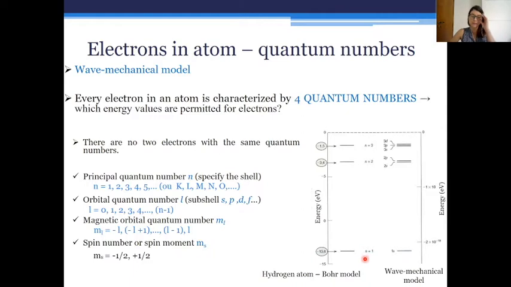So if I make the equivalence between the Bohr model and the wave mechanical model, instead of representing in the Bohr model the orbital with the quantum number n equal 1, in the wave mechanical model I will write it 1s. So 1 corresponds to the principal quantum number n, and s corresponds to the orbital quantum number. Okay.